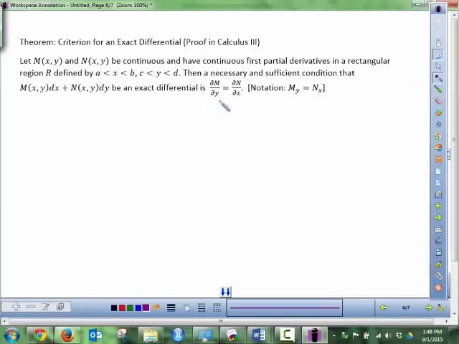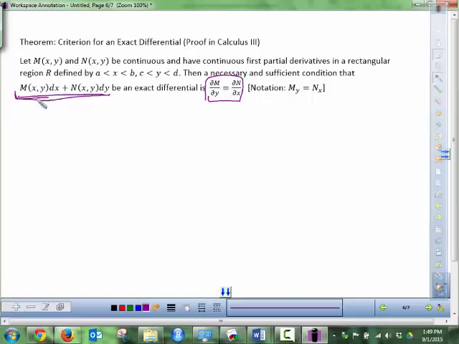So the bottom line, we don't have to worry about this whole theorem, because this theorem would be living in Calc 3, and it's not a prerequisite for this course. But the bottom line is that if you have a differential equation of this form, where you have something dx plus something dy, there's a special criteria for those two expressions.